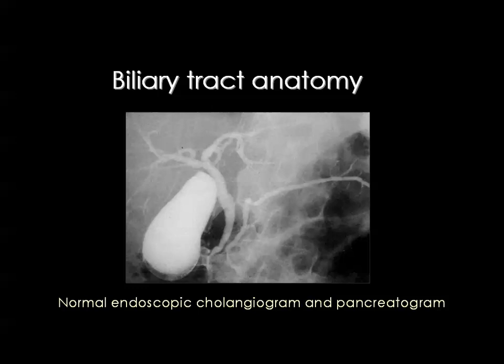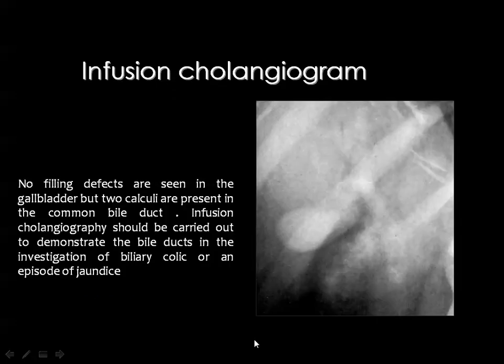And this is the normal ERCP anatomy of the biliary system. And you see this is the common bile duct, and these are the intrahepatic biliary radicals, and this is the pancreatic duct. And the infusion cholangiogram was performed in the era before CT and MRI, and you can appreciate the very bad quality of the radiograph.